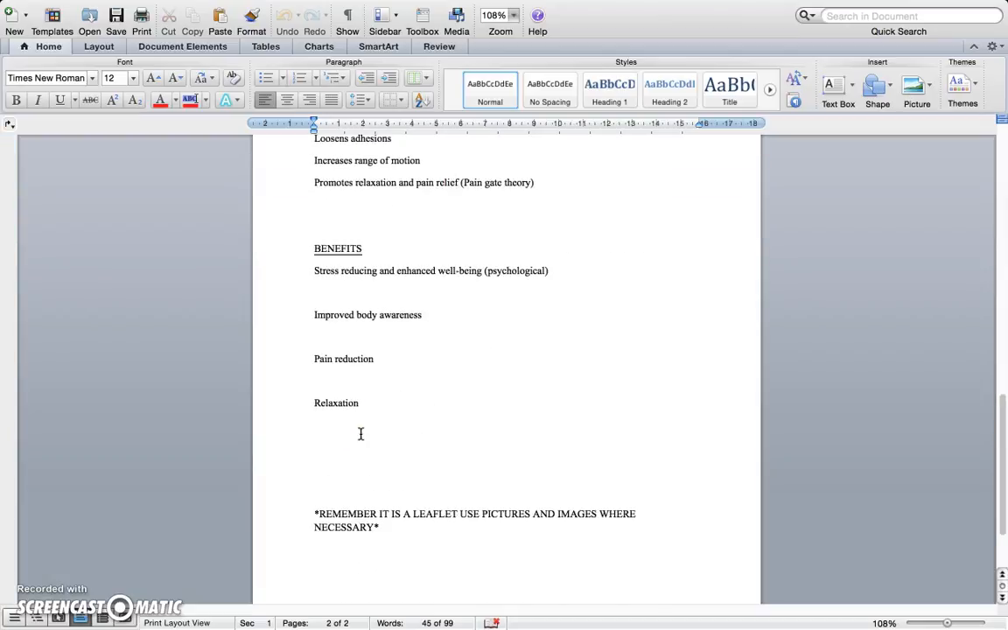And then the benefits, guys. So this is the actual merit part. Now a lot of you just haven't done enough quantity within this section, and quality really. So when we're talking about reducing stress and enhanced well-being, how is this a benefit to the sports performer? Why does a sports performer need this, and how is massage affecting this?